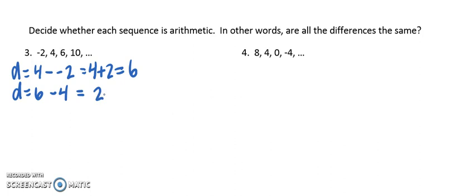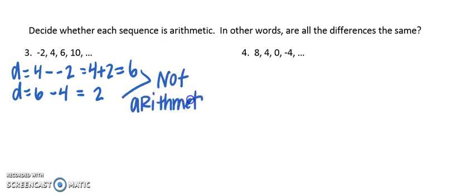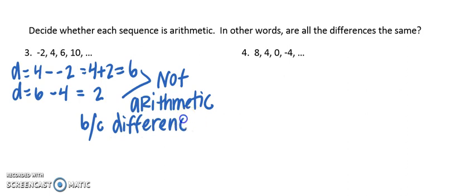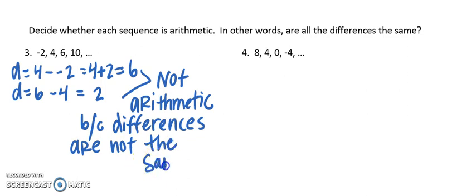Because if you look at this, these two are automatically not the same. So, not arithmetic because the differences are not the same. Okay? The differences must all be the same for it to be arithmetic. As soon as they're not, boom, stop, say no.